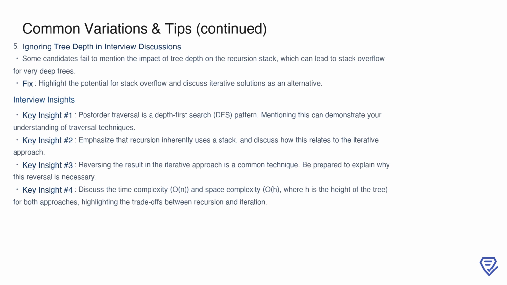Third, if you're using an iterative approach, make sure to explain why reversing the result list is necessary and how it ensures the order aligns with postorder requirements. Finally, be prepared to discuss the time complexity, which is O(n), and the space complexity, which is O(h), where h is the height of the tree. Highlight the trade-offs between the recursive and iterative methods, such as simplicity versus safety for deep trees.